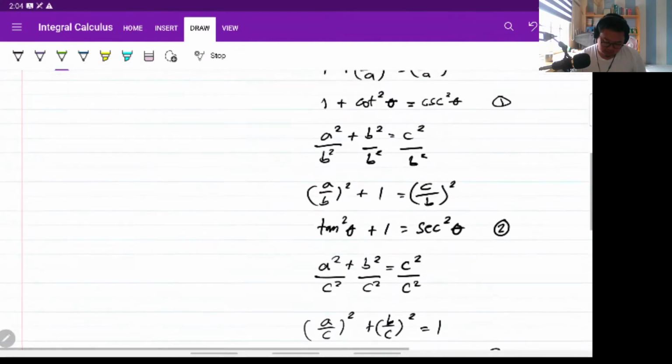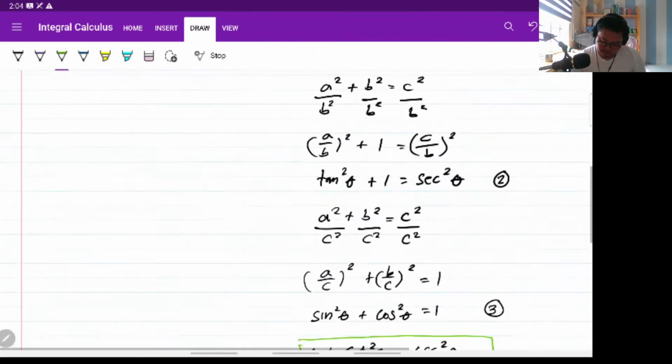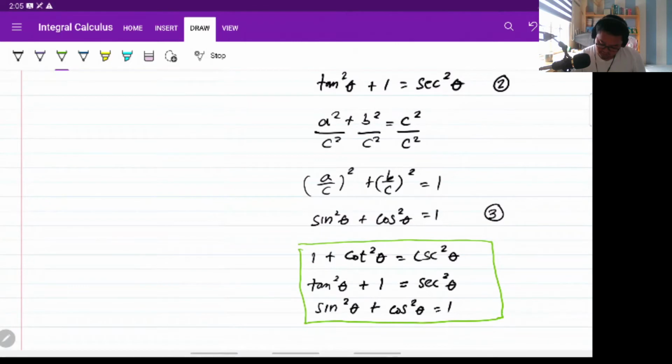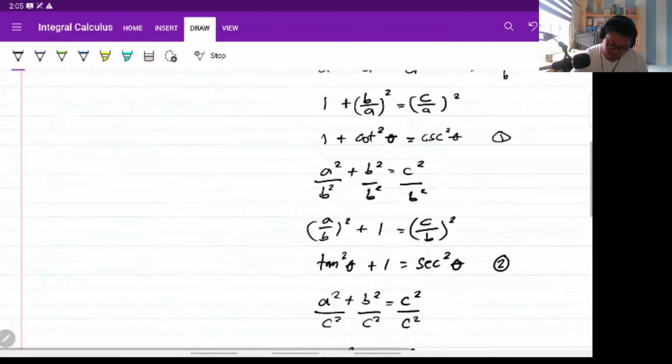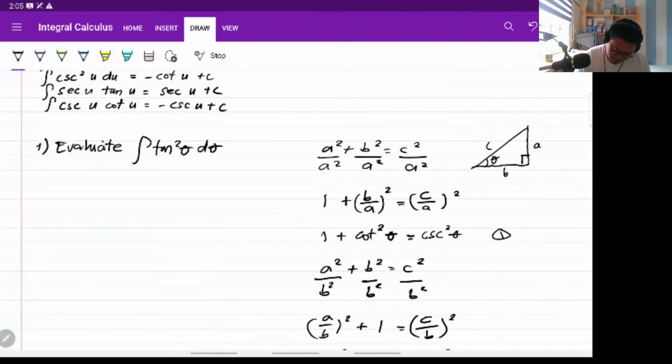So looking back to the problem, it is tangent squared theta. The only identity here that involves tangent squared theta is this one, okay? So we must replace that by algebra. So we can say that tangent squared theta is equal to secant squared theta minus 1. Okay? So we will replace this with secant squared theta minus 1, or we are going to plug this into the equation. So this is going to be the integral of secant squared theta minus 1 d theta.